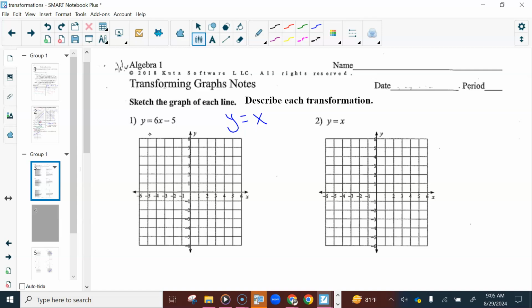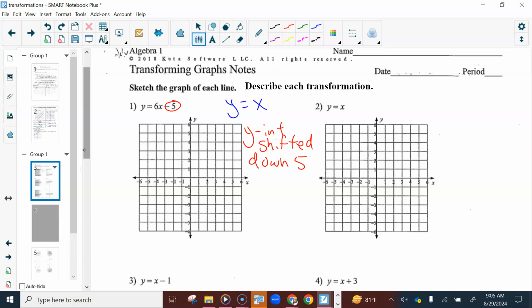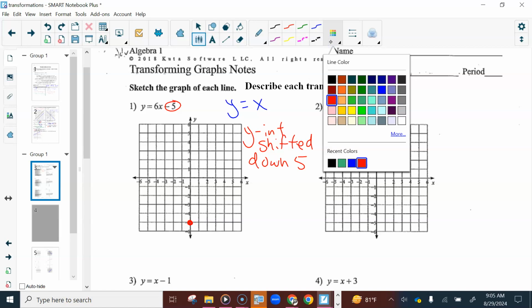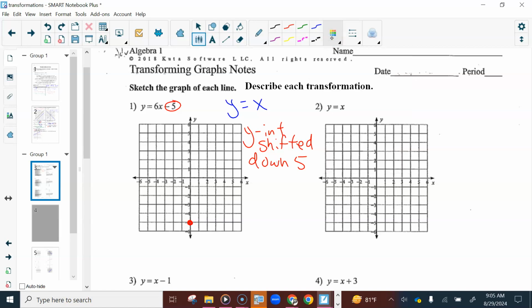The y-intercept shifted down by 5. Which means instead of starting at 0, it's going to start at -5. And the slope did what? Okay, so how could we use that using our words? There we go, 6 times steeper. Which means I'm going to go up 6 to the right 1 as many times as I can from that y-intercept and plot a point.